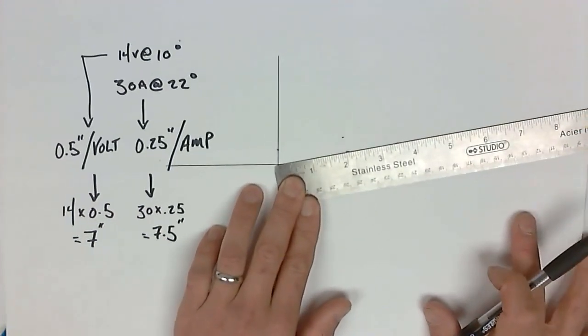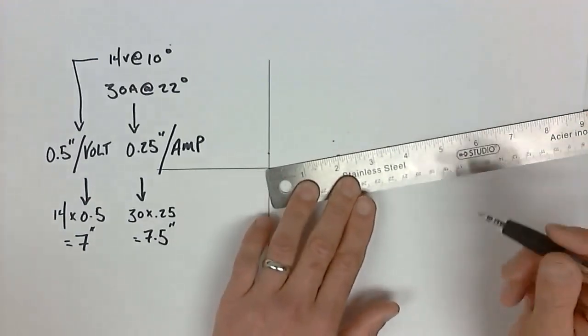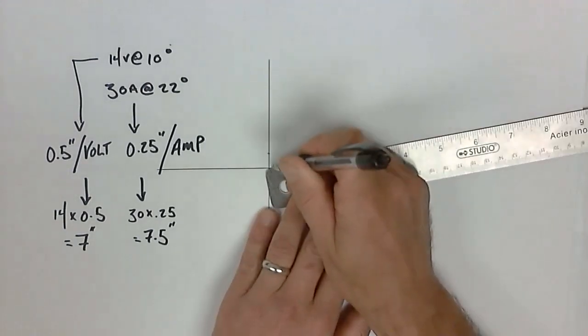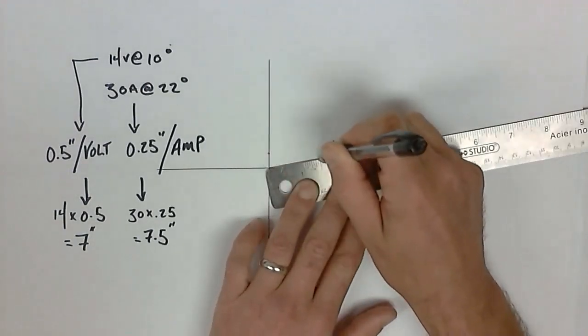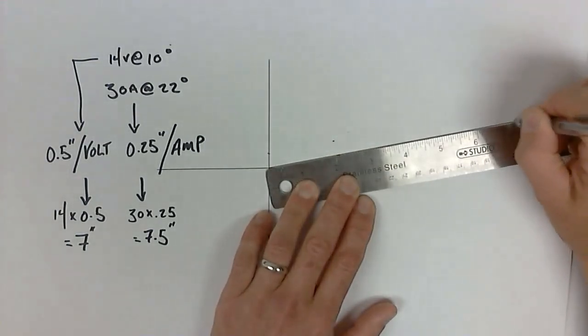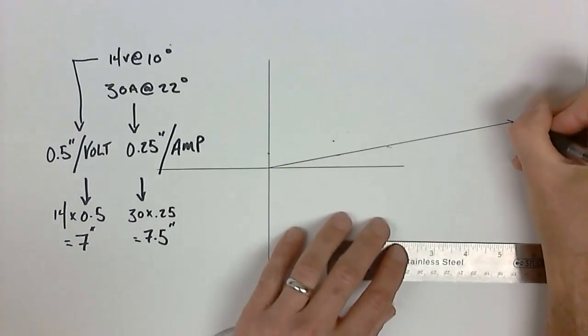So what we're going to do, I'll move it over. There we go. 7 inches was at 10 degrees, right? 7 inches was at 10 degrees. So here is my 10-degree mark. 7 inches is right there. And this was a voltage. And so because of that, open arrow.